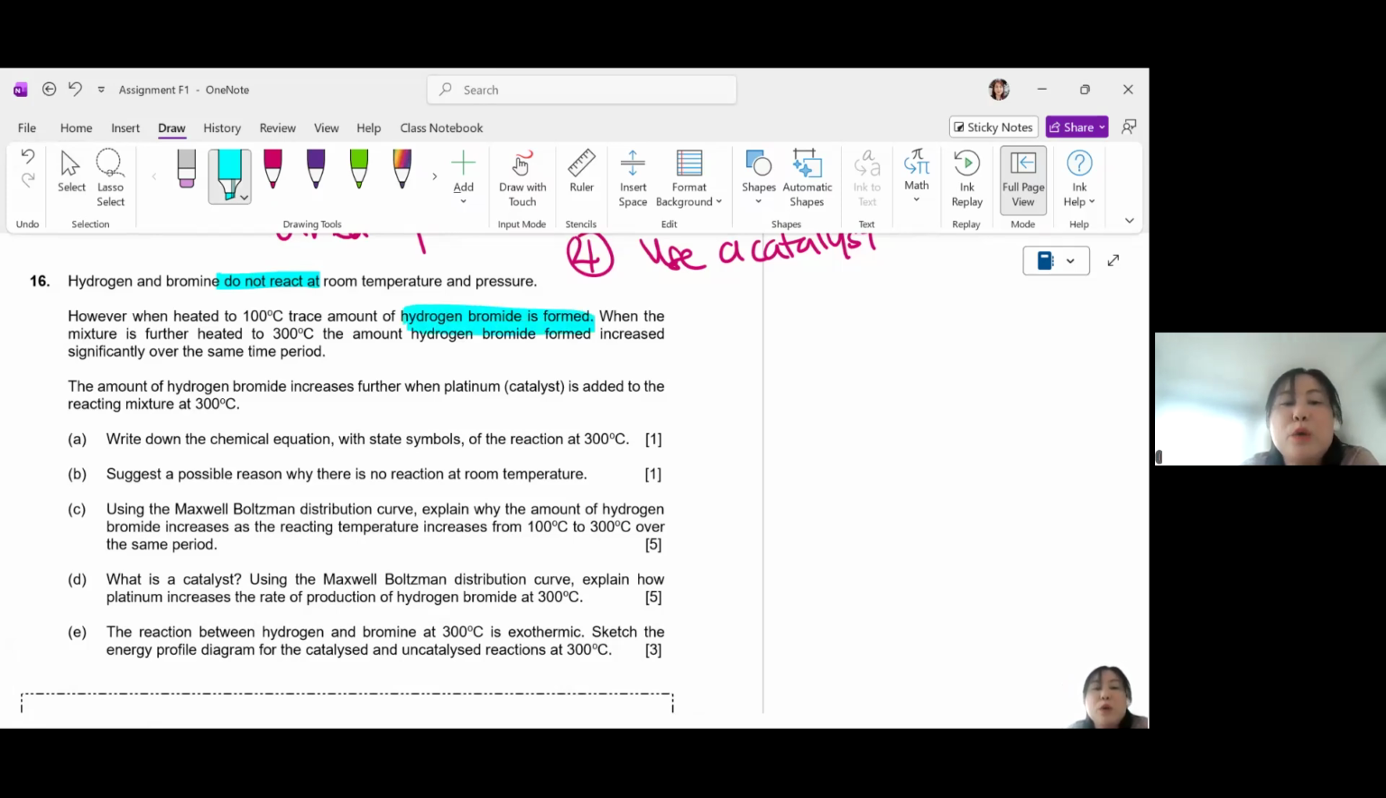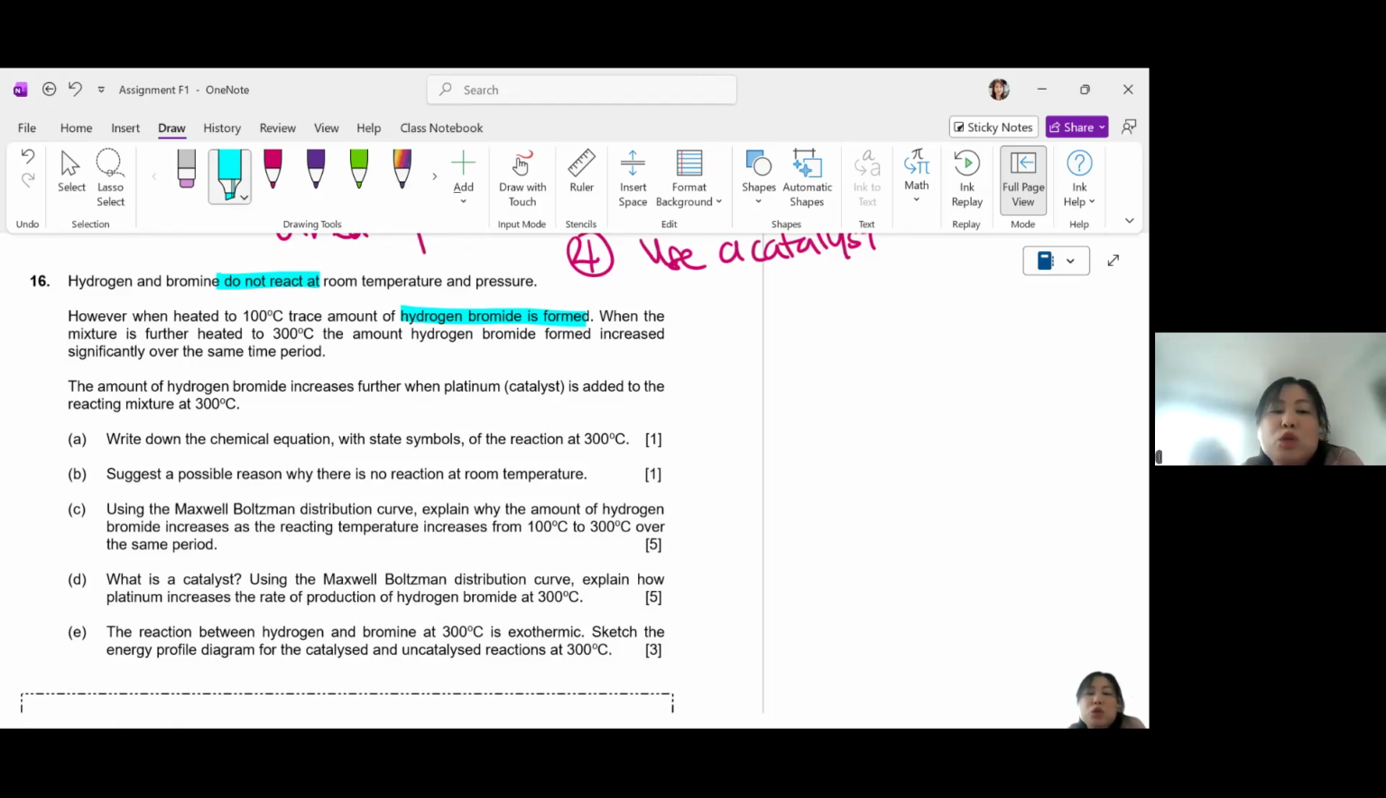And when you further increase to 300 degrees Celsius, then you'll find that the amount of hydrogen bromide formed increases even more significantly over the same period. So then the next part of the question is telling you that the amount of HBr increases further when you put in a platinum catalyst to the reaction mixture, which is already at a high temperature of 300 degrees Celsius.